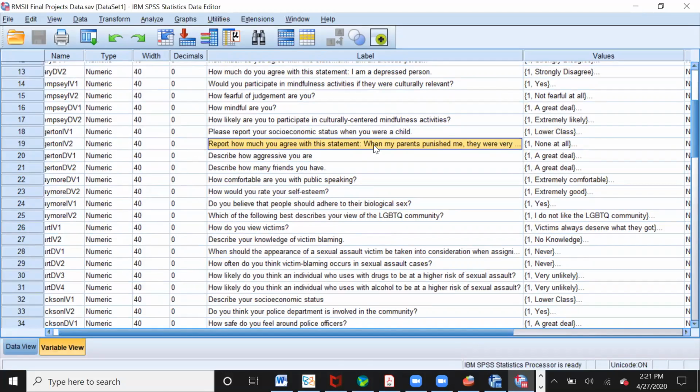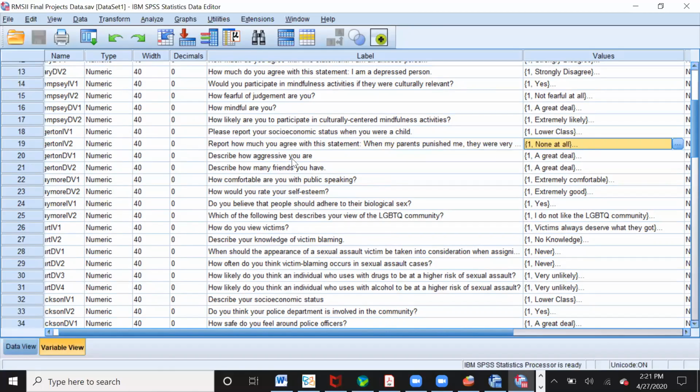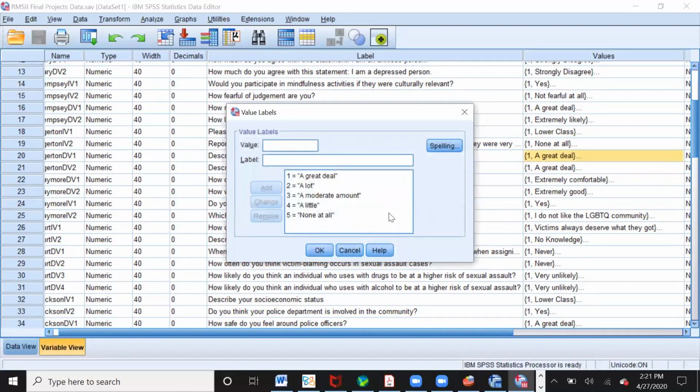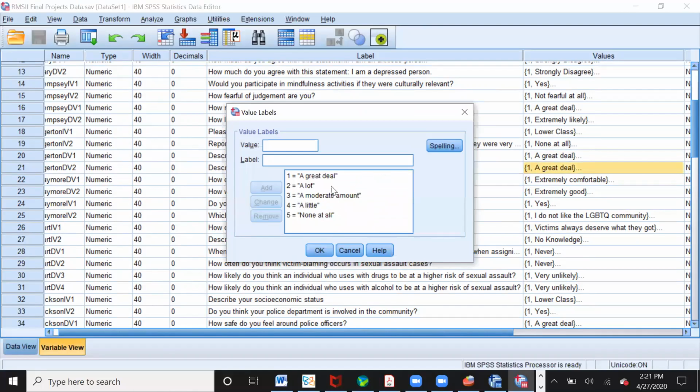And for this question, please report how much you agree with the statement. And then these, you need to say what the responses were, the numbers with the corresponding anchors is what they're called. Describe how aggressive you are. These were their possible responses. And describe how many friends you have, and these are the possible responses.